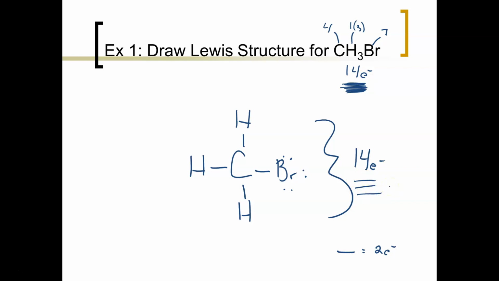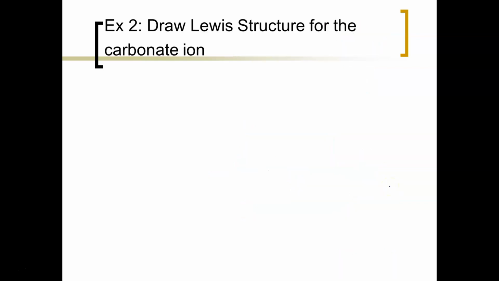All right, the next one's a little more complicated. Things escalate quickly here. We're going to look at the carbonate ion. And the carbonate ion from our nomenclature unit is CO3 with a -2 charge on it. Let's go ahead and figure out our total number of electrons. So carbon, we know, has 4. Oxygen, if you look at the periodic table, it's in group 16. Oxygen has 6 valence electrons, and there's 3 oxygens here.